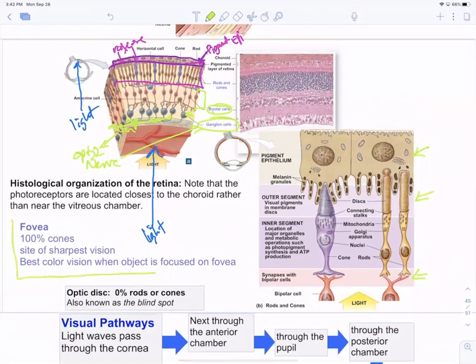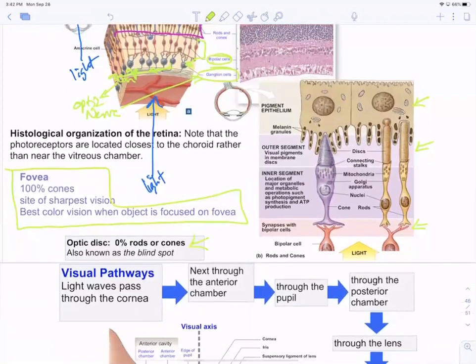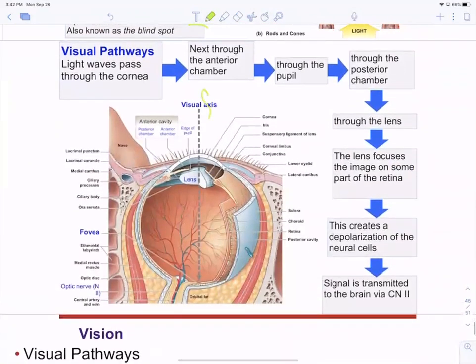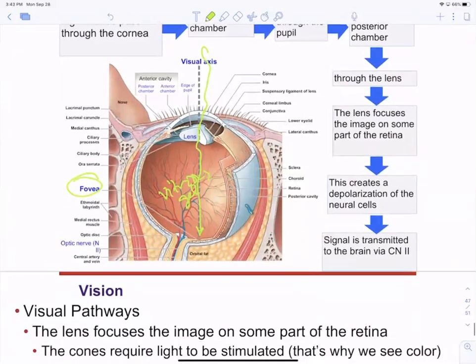Again, the fovea is where there's 100% cones, your sharpest color vision. The optic disc has 0% cones and rods or photoreceptors, called your blind spot. And the way this works is, again, light waves coming in, the cornea bends it to go through the pupil, then the lens bends it to optimally hit the fovea, where there's the high density of cones and rods. So light waves are getting bent through the cornea, through the aqueous solution in the anterior and posterior chamber, through the vitreous gel in the posterior cavity, and then will basically hit the photoreceptors.